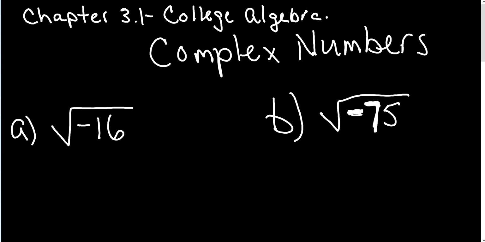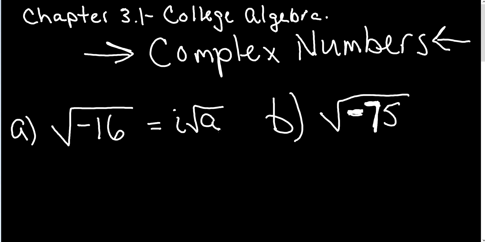Right, here we are, chapter 3.1 of our college algebra textbook by Martin Gay. And we're talking complex numbers here, a topic that we did in intermediate algebra. So hopefully this is a refresher. And our goal here is to get these complex numbers in the form of i square root of a.